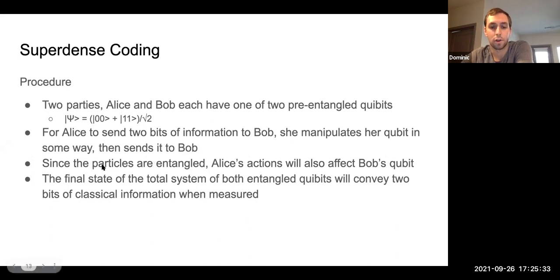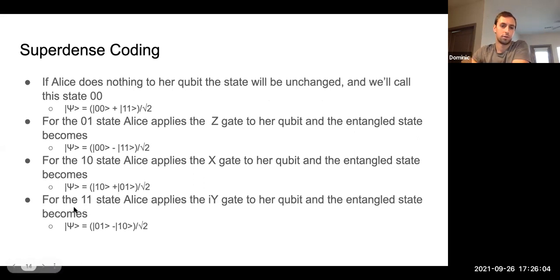And since the particles are entangled, whenever Alice manipulates or changes her qubit somehow, Bob's qubit will also get changed somehow. And then the final state of the total system of both entangled qubits will convey the two classical bits of information once the total state of both entangled particles is measured. There are four ways that Alice can manipulate her qubit.